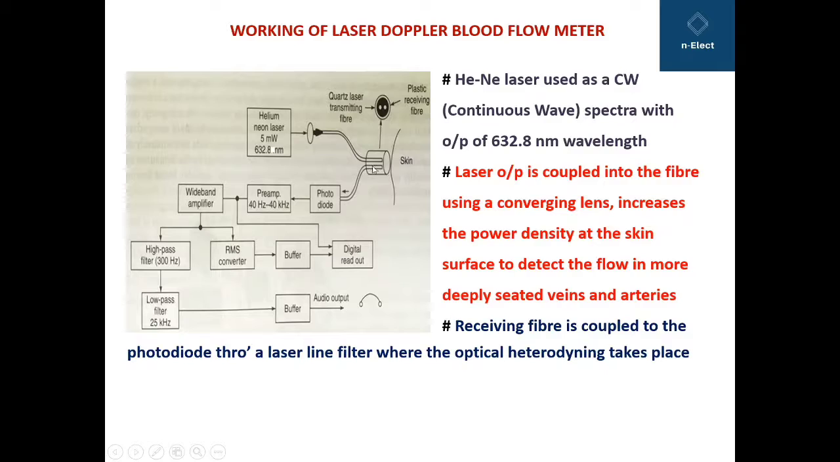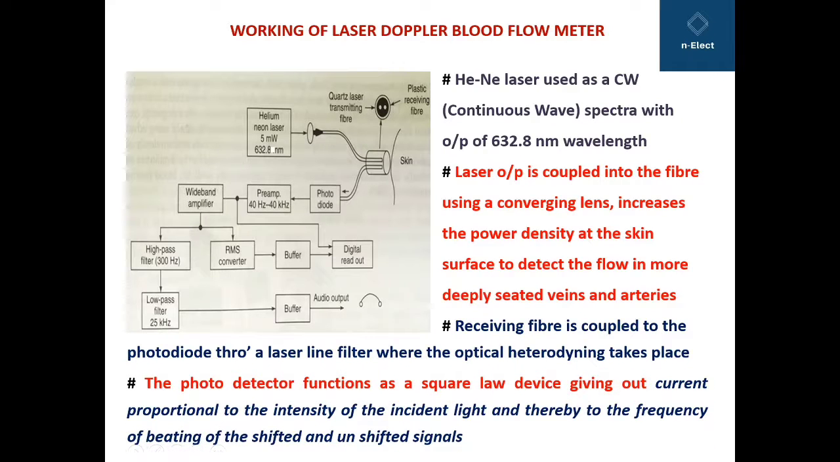The receiving fiber is coupled to the photodiode through a laser line filter, where the optical heterodyning takes place. The photodetector functions as a square law device. What does square law device mean? It gives a current output proportional to the intensity of the incident light, and thereby the frequency of beating of the shifted and unshifted signals. So you get here the beating frequencies, shifted and unshifted.